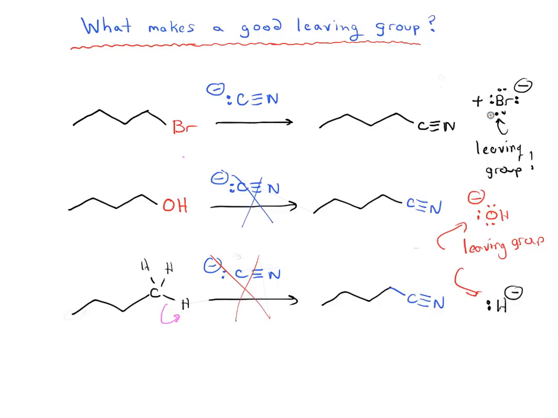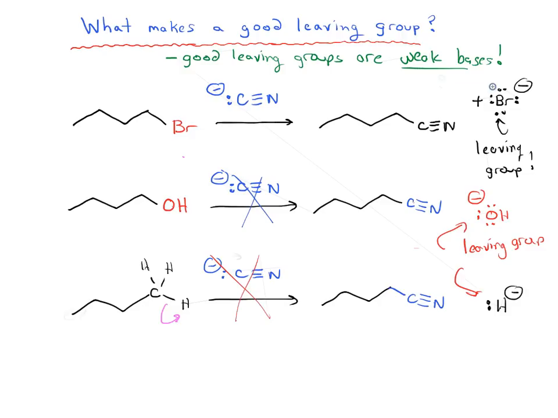So why is it that the Br is a good leaving group and the OH is a bad leaving group, and H minus is just a terrible, terrible leaving group? Well, here's the key point about what makes something a good leaving group. It turns out that good leaving groups are weak bases. Weak bases. And if you think back to what makes something a weak base, it's something that's fairly stable by itself, right? Something that's fairly stable by itself.